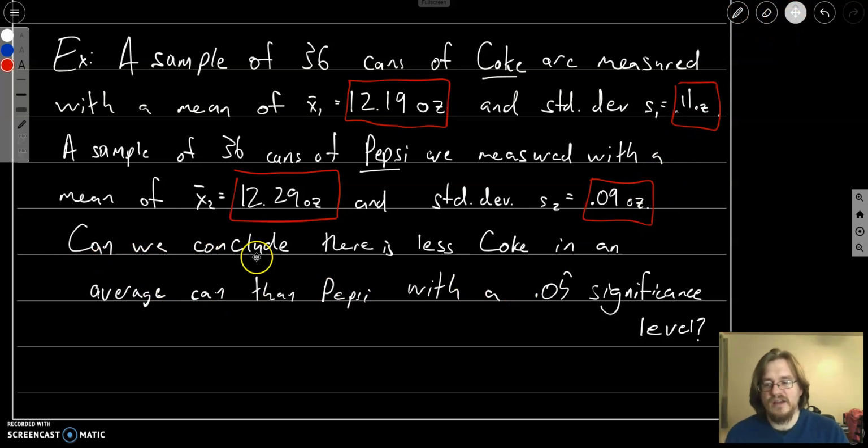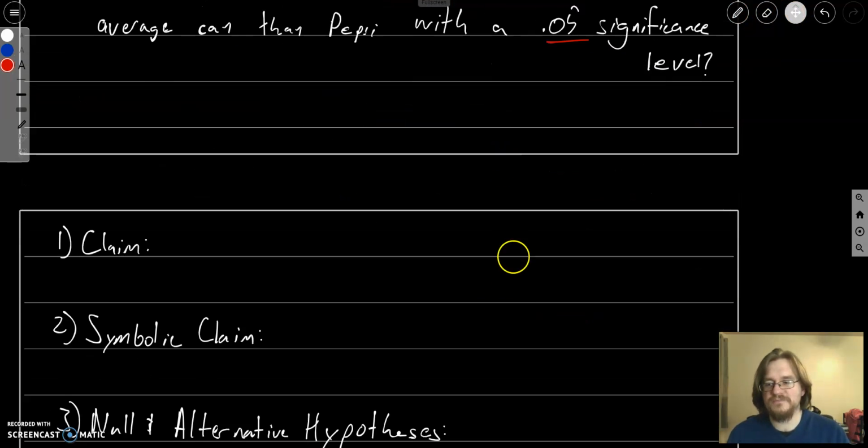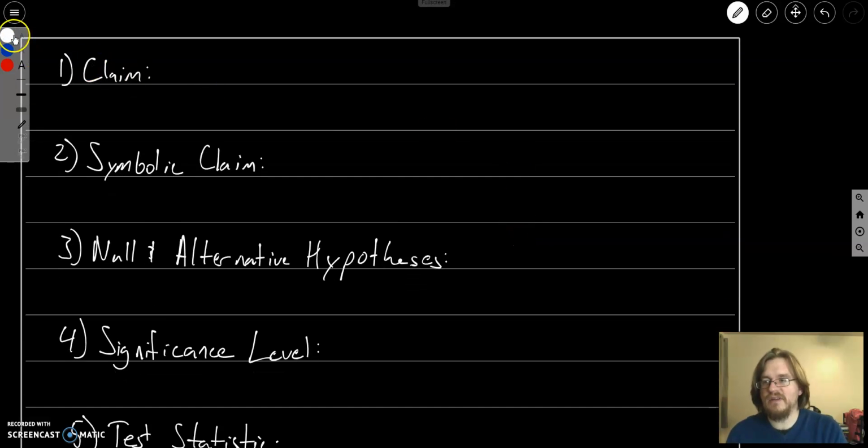So can we conclude that there is less Coke in an average can than Pepsi? And then it gives us our significance level right here. So let's run through this. Our claim is that there is less Coke.